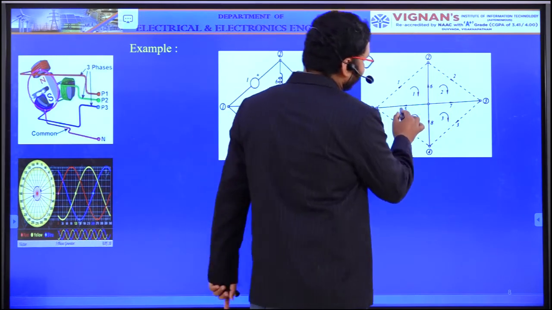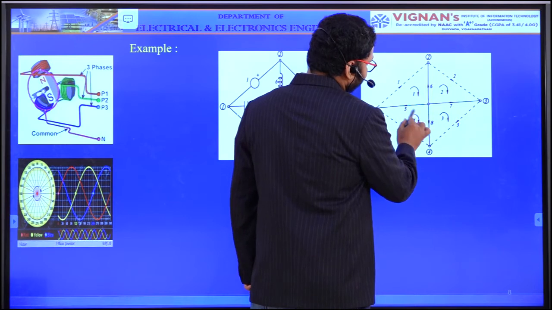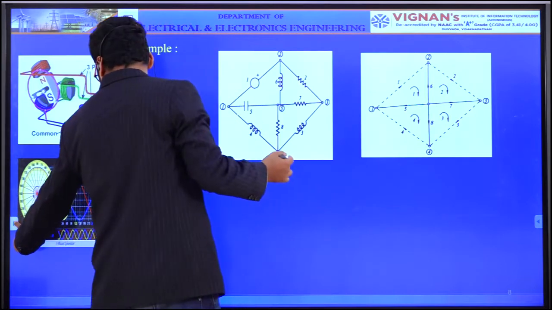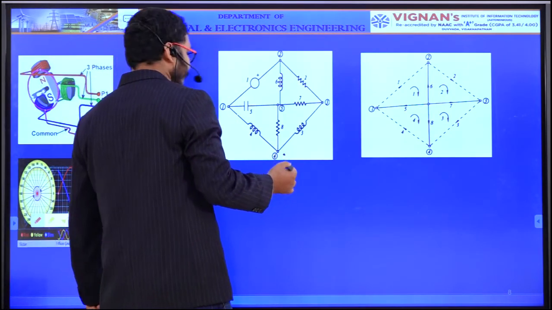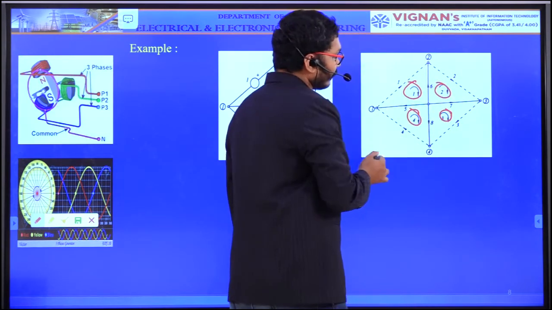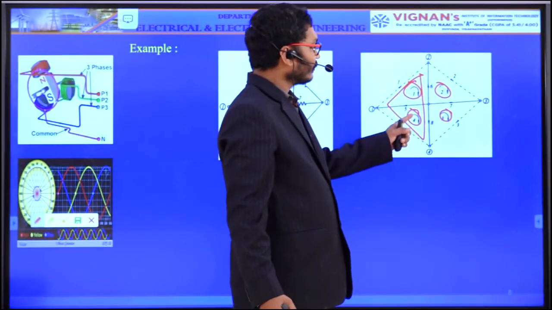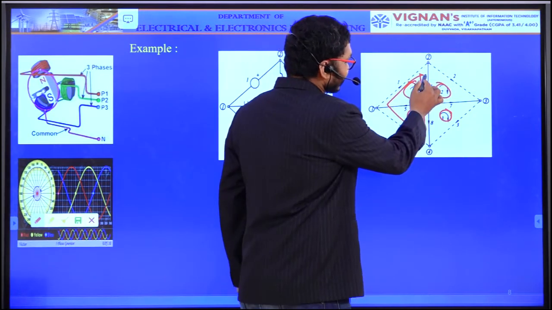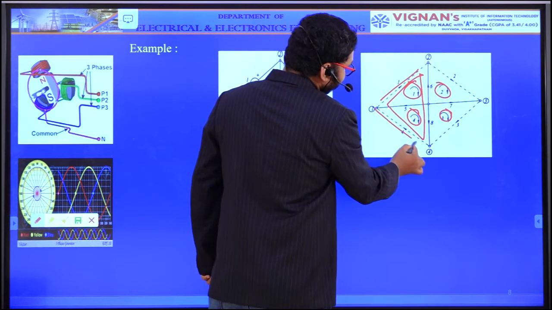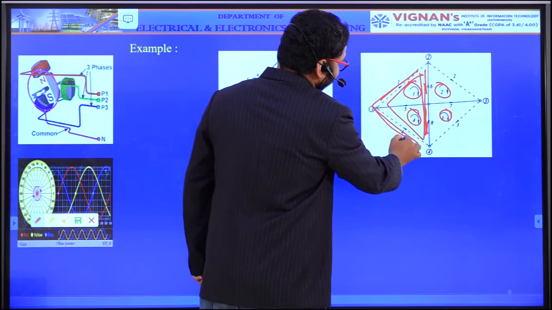Here, if you see how many closed paths there are, this is one closed path, this is one, this is one, and this is also one. Maybe you can also take this as a closed path. But in this closed path, how many branches are tree branches and how many are link branches? Here one branch is a link, this is another link. These branches are tree branches, and these are link branches.